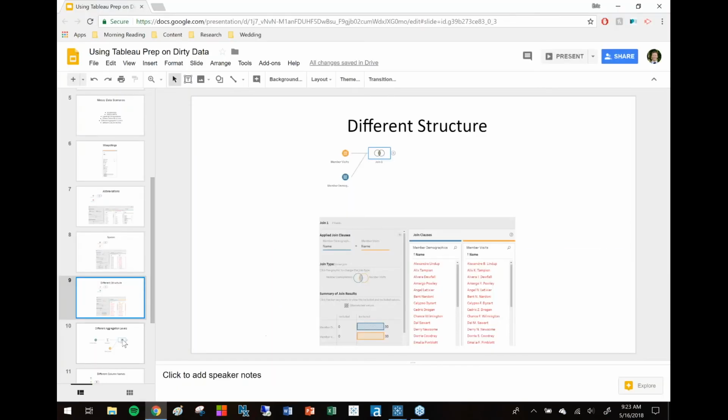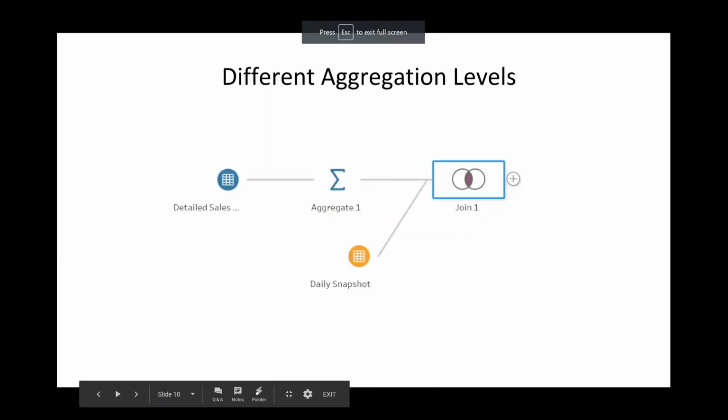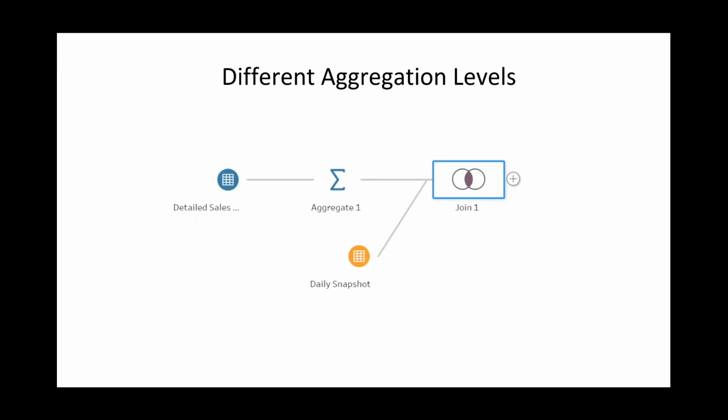All right, so a couple more scenarios to work through. The next one will be different aggregation levels. This is that scenario we talked about where maybe you have one table that's daily and one table that's monthly or something like that.